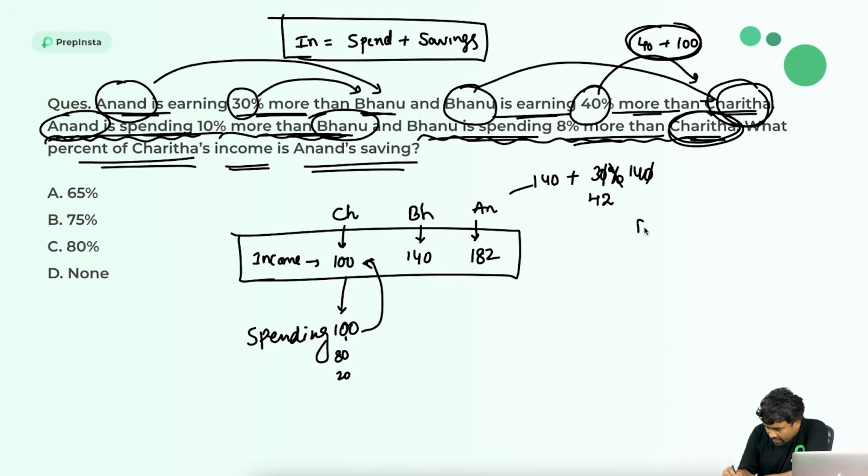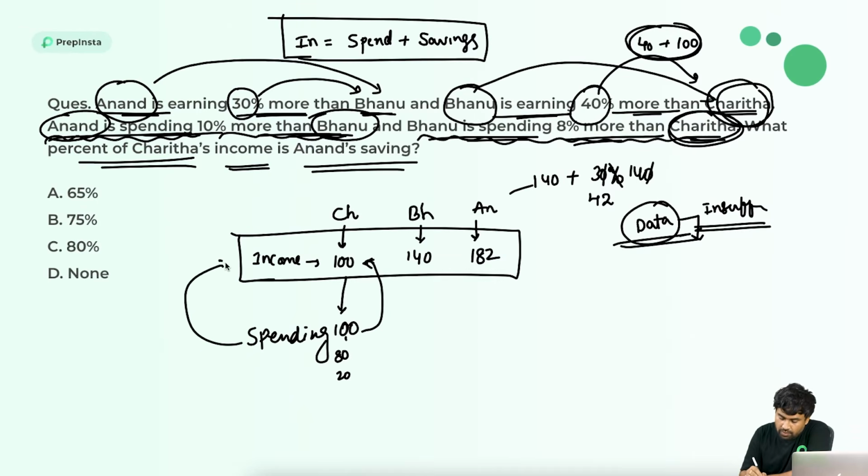So here the data is not sufficient for me to proceed. So I am unable to proceed. Why? Because data is not sufficient. So the answer for this particular problem is data insufficient. If data is sufficient, for example, if they had given the relationship between income and spendings, I could go forward. But here they haven't given it, so I can't go forward. So the answer is data insufficient.